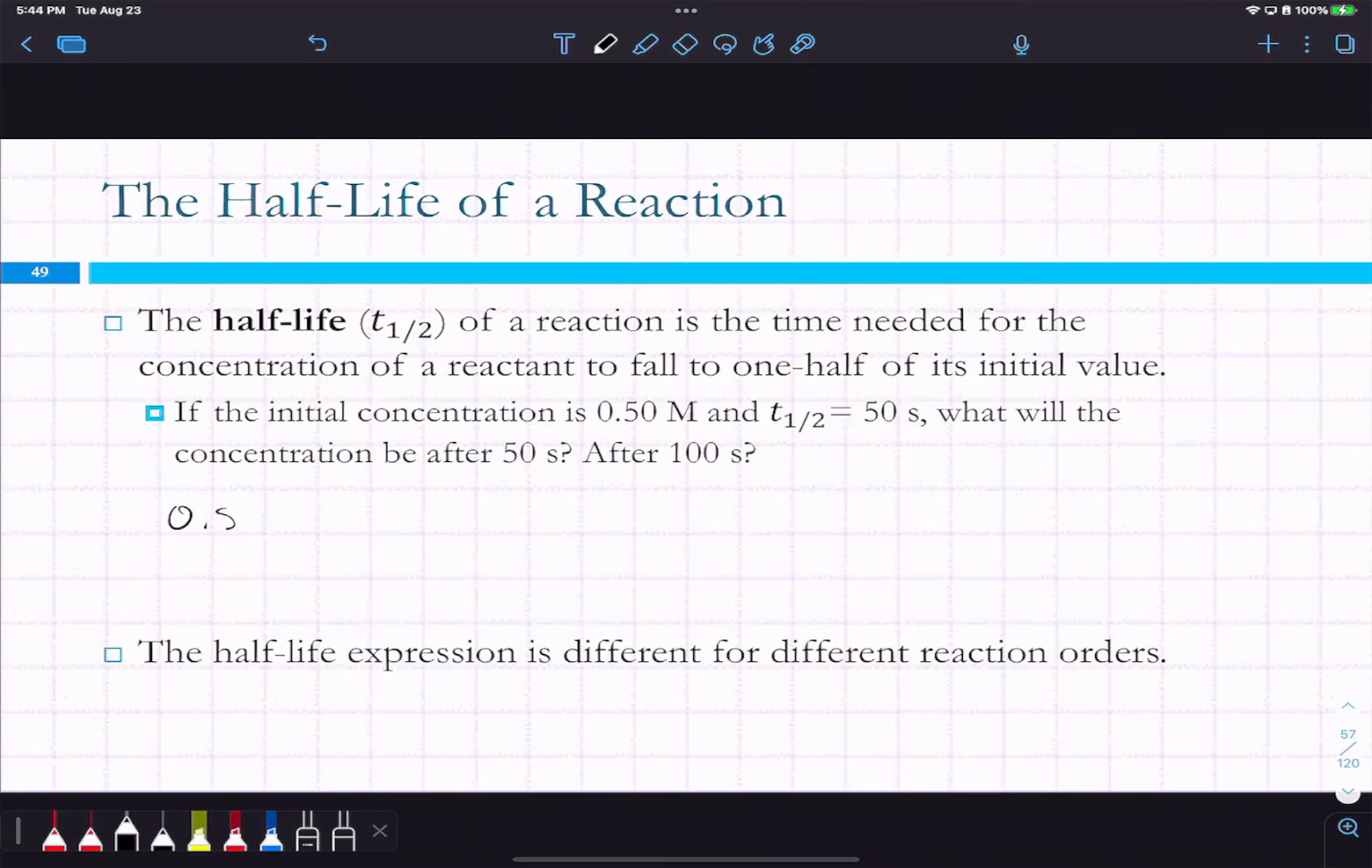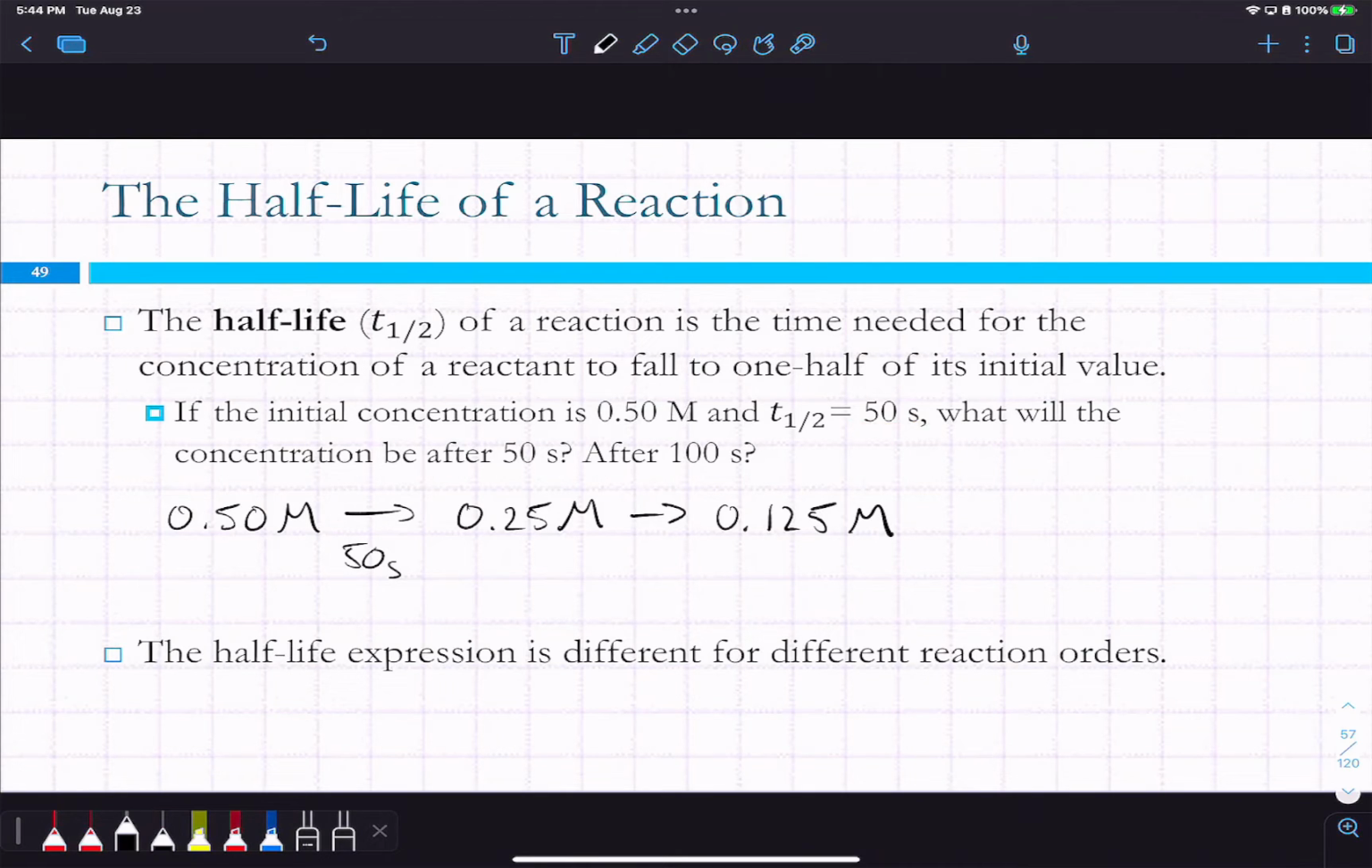Starting at 0.5 molar. Right, so after 50 seconds, it would be 0.25. What about after another 50 seconds? Yeah, it would be 0.125. Yeah, so every time you're cutting in half the concentration that you ended out after the previous one.